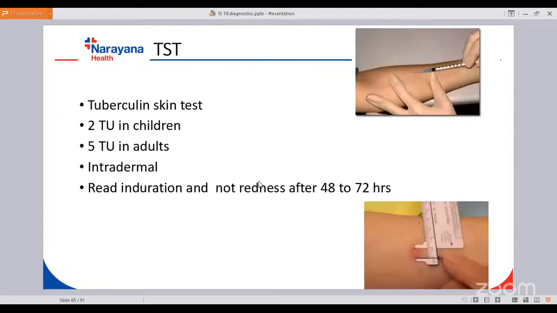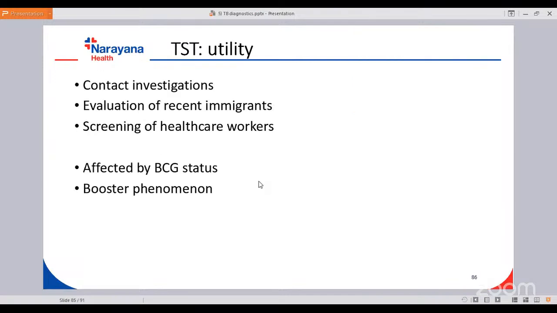It's an intradermal skin test. You use 2 TU for children and 5 TU for adults. You have to read induration and not redness after 48 to 72 hours. Now, induration is hardness. Please do not read the Mantoux test telephonically or on cell phones, just looking at the images, because images will not tell you whether there is induration. Very important message for all. You can't tell the patient, okay, you can't come for a reading, please send me a pic.